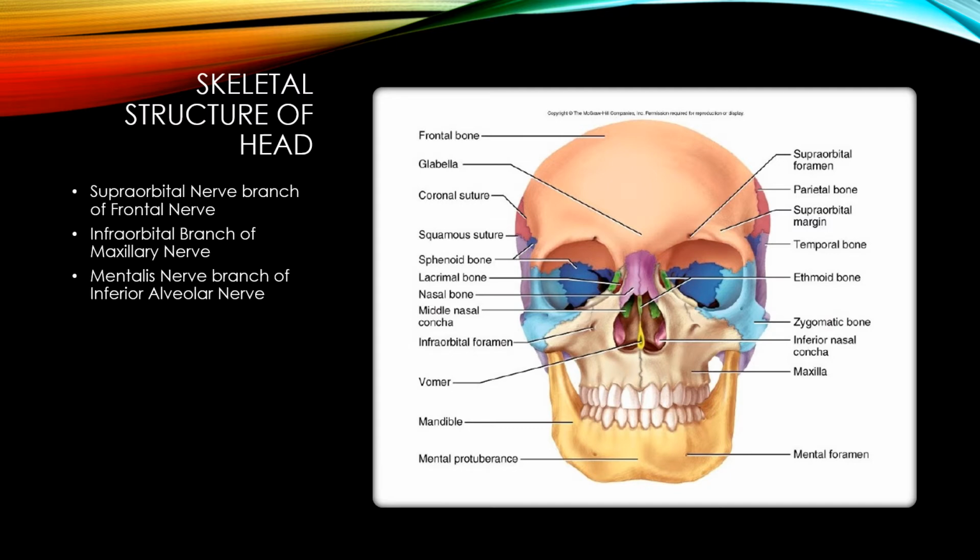There are 8 cranial bones. This includes the occipital bone, 2 temporal bones, 2 parietal bones, the sphenoid, the ethmoid, and frontal bones. They are all joined together with sutures.